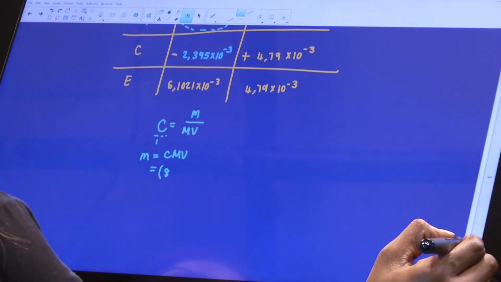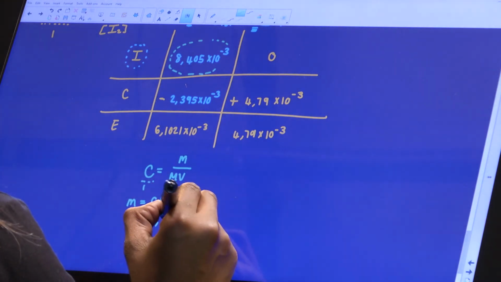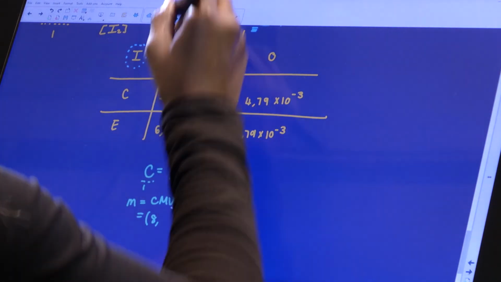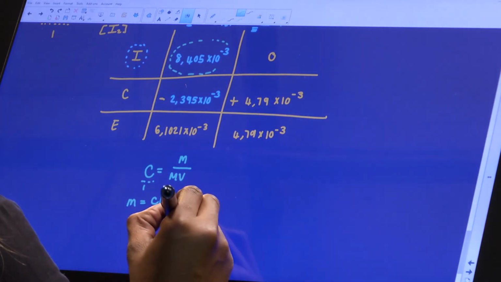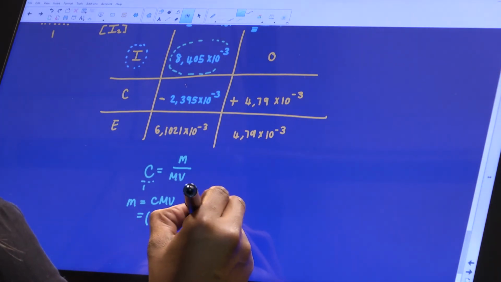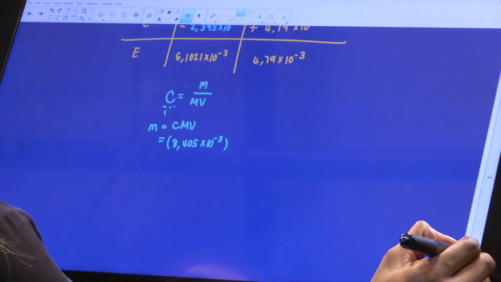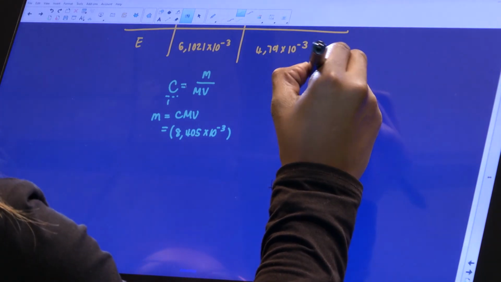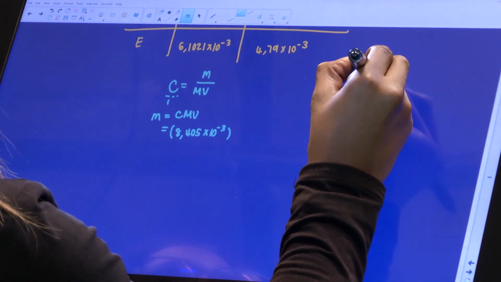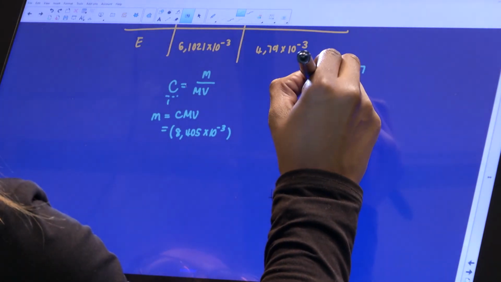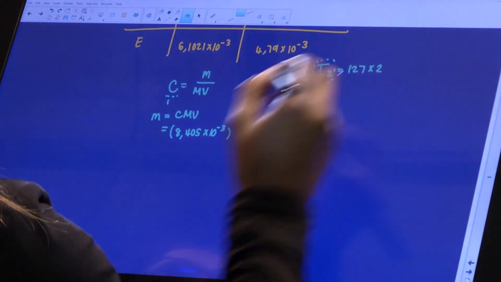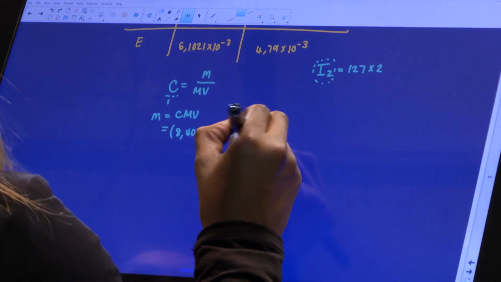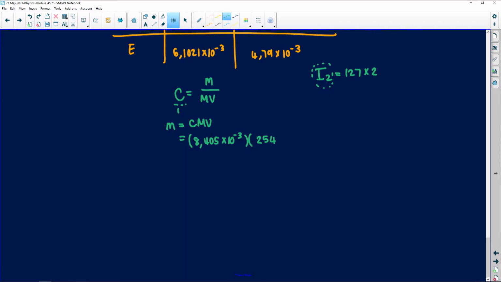Therefore, I got 8.405 times 10 to the negative 3. And then I need to find my big M. Now remember, iodine is 127. So my I2 is equal to 127 on the periodic table. I've got 2 of those. So I just multiply this by 2, and then I'll find my iodine in grams per mole, which is 254. Okay, I just did that in my head. Now the volume that I was given was 12.3 cubic decimeters.